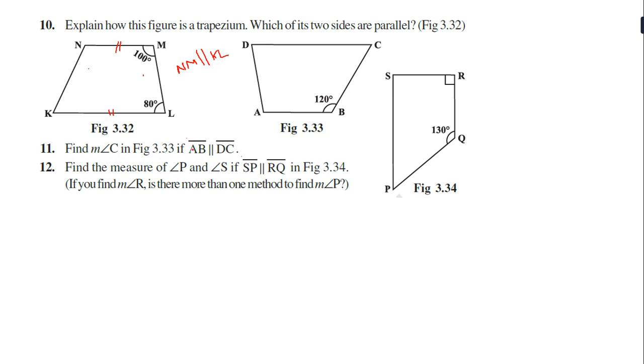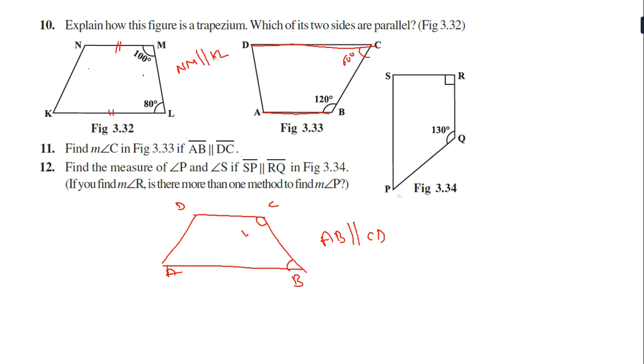Find C if AB is parallel to CD. So here again it is a trapezium, only one pair is parallel. So the sum of adjacent angles is 180. B plus C, no, not A plus B, is equal to 180. In a trapezium generally AB is parallel to CD, only one pair is parallel. So here we can say total is 180, X plus Y is equal to 180.